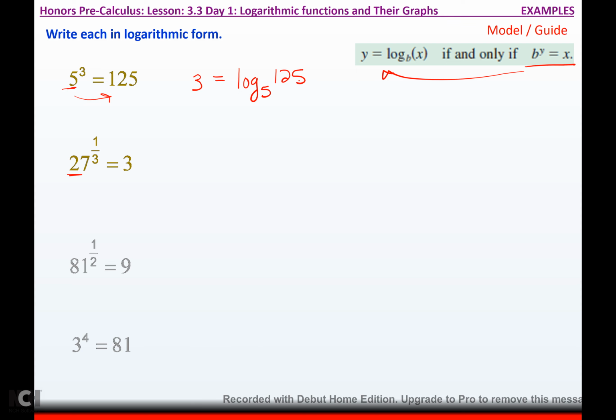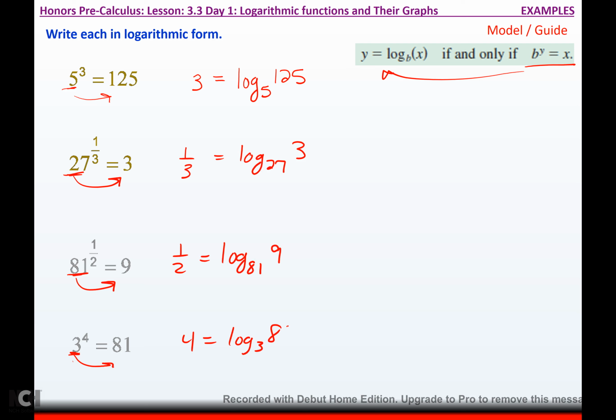On this one, there's the bug. He's going to move back over, so 1/3 drops, the bug crawls back under the log, and there you go. Same thing here. There's my bug. He crawls back over under his log, so 1/2. 81 goes back under the log with 9. The base moves back under his log, so 4 equals log base 3 of 81.